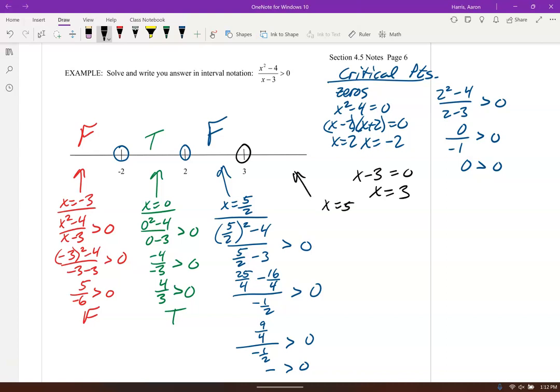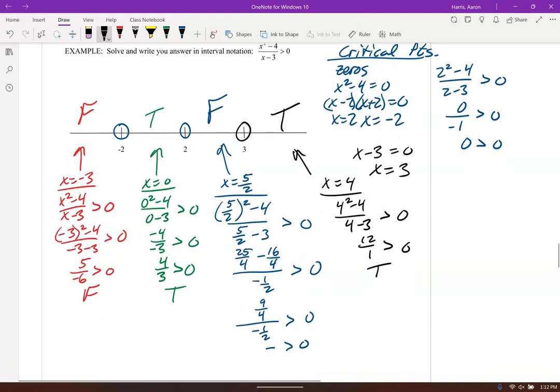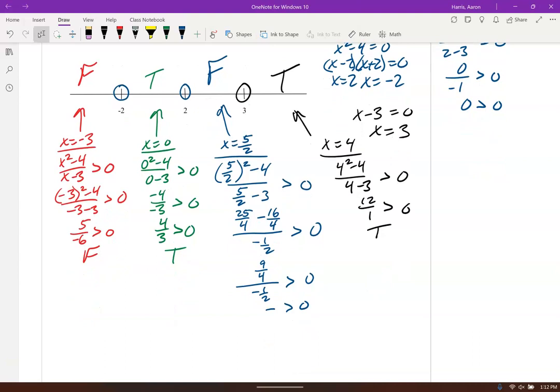And now let's test something out here, like 5. Or 4, I guess. We'll do 4, just to the right of 3. You could do 5 again, doesn't matter, as long as you're to the right of 3. So we got 12 over 1. Is that greater than 0? Yes, it is. True. So we got false, true, false, true. So let's name our solution set. We're between -2 and 2, cannot include -2, cannot include 2. And then to the right of 3, cannot include 3.